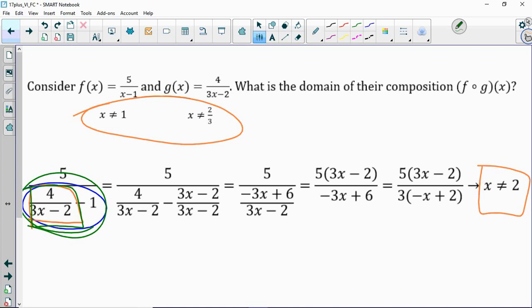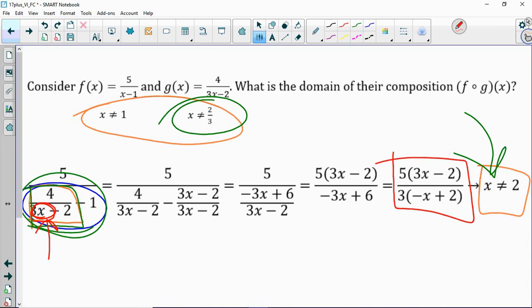So when we calculate a domain of a composition, we need to consider two things. We need to consider what we get at the very end when we've done all of our simplifying, but we also need to consider the domain of the inside function. You do not need to worry about the domain of the outside function. I can put in x equals 1 here, no problem. The entire thing will still give me a real number out. But I cannot put in x equals 2/3 into this initial step, even though it seems in the last step like I could.